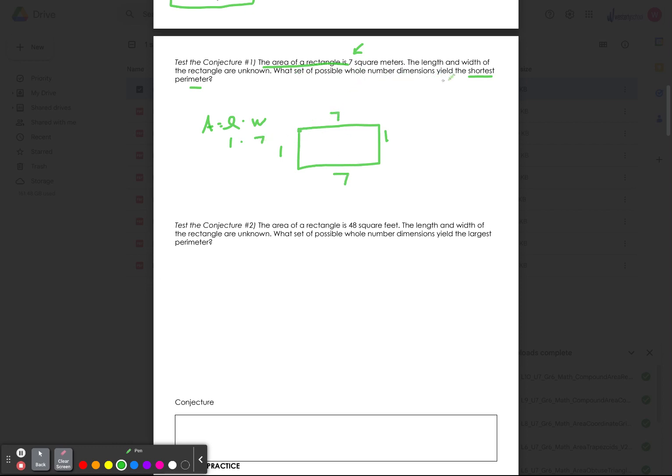What's the set of possible, the shortest perimeter? Well, 1 plus 7 is 8. 1 plus 7 is 8. So 8 plus 8 would give us 16. So for the area equal to 7 square meters, the perimeter would be equal to 16 meters. So you'll notice when we're squaring the meters, we can write it as square meters, just the word, or meters to the second power, which means the same thing as this.